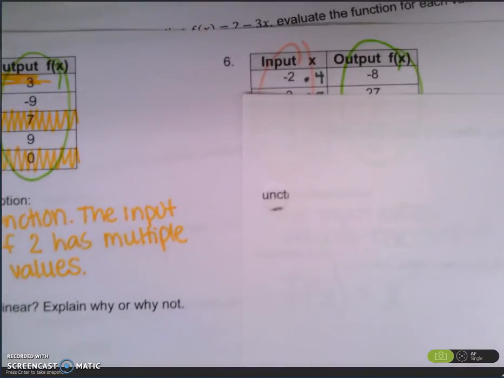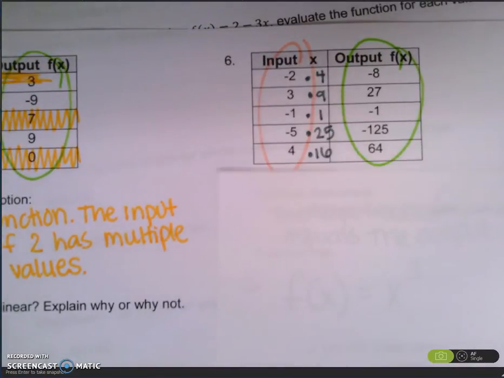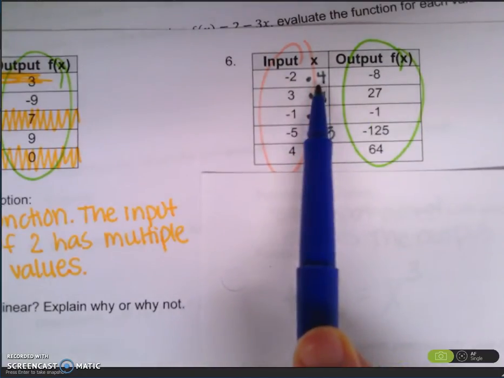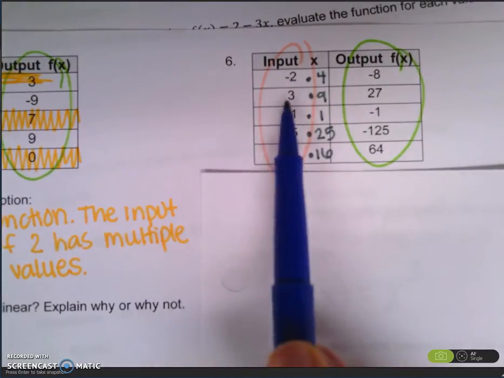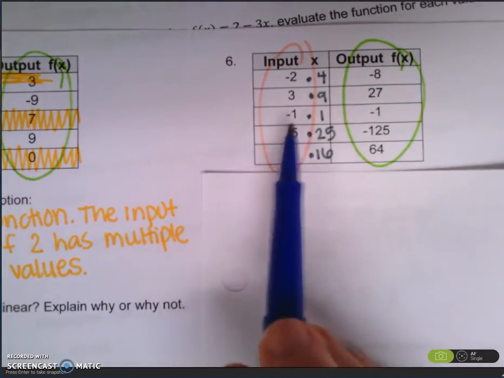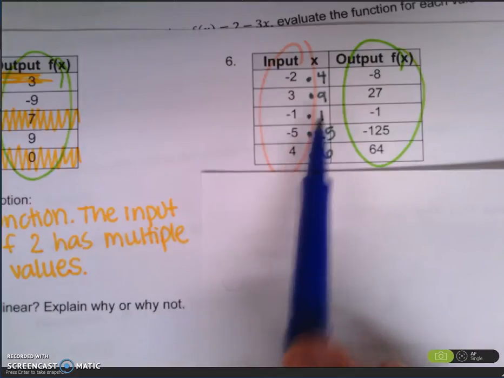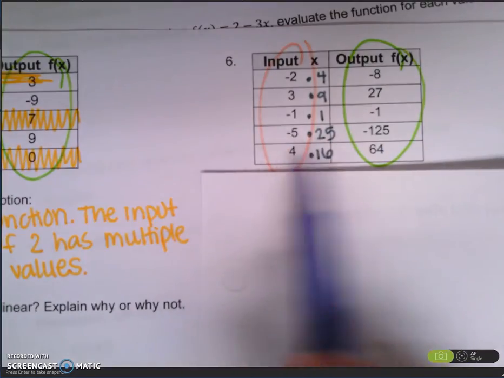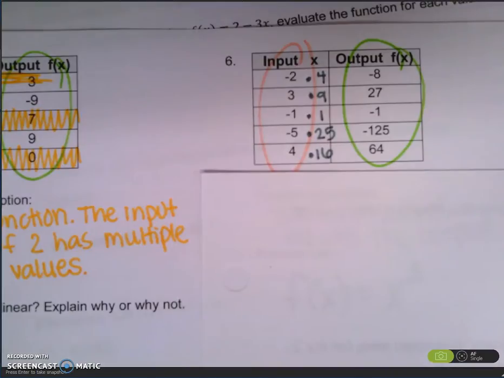When I was looking at 6 in the table and was investigating my input and output, I noticed that to go from -2 to -8, I need to multiply by 4. To go from 3 to 27, I needed to multiply by 9. To go from -1 to -1, I multiplied by 1. -5 to -125, I multiplied by 25. And 4 to 64, I multiplied by 16.